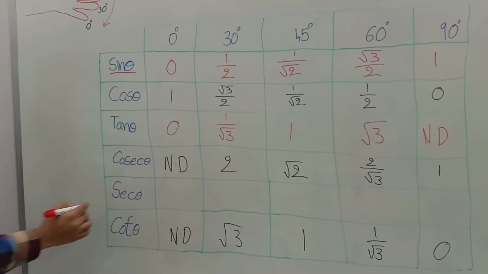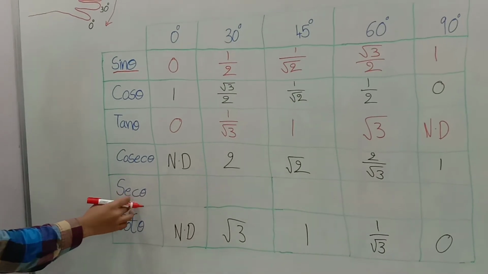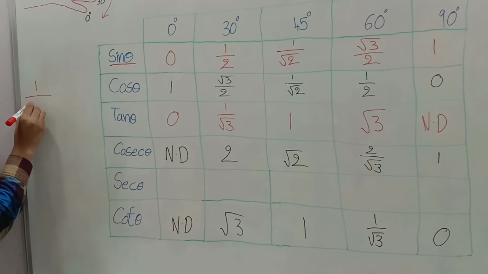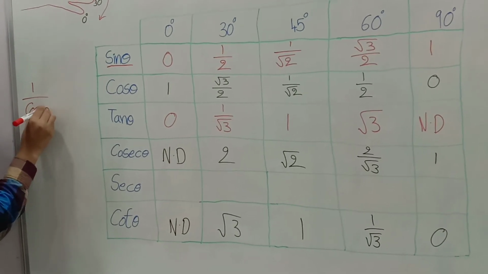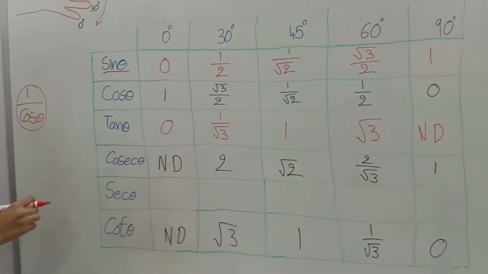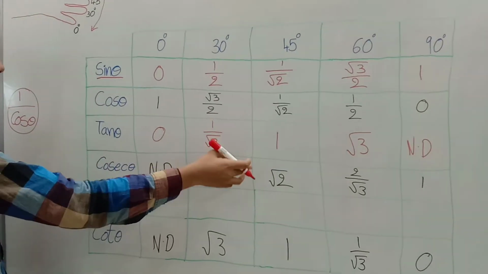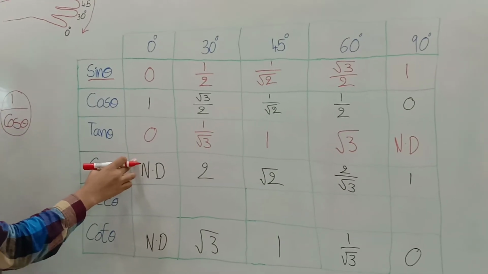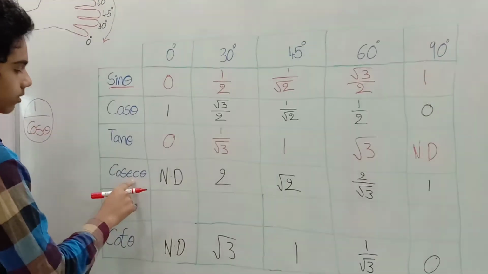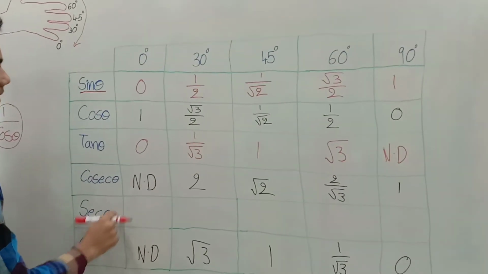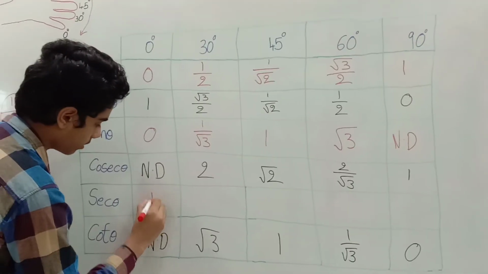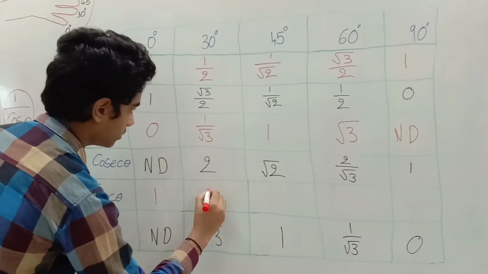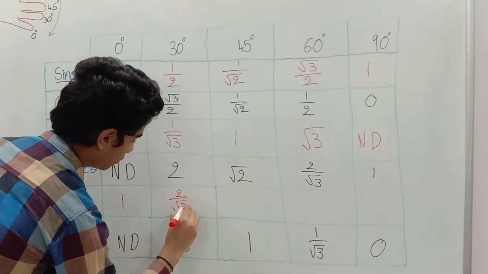Now let's write secant values. To write secant values, there are two ways. First way is we should use this formula 1 by cos theta. This is the first way. Another way is we have cosecant values. If you write those in reverse, those are secant values. So I am again using the second way. Now cosecant 90 is secant 0, that is 1. Cosecant 60 is secant 30, that is 2 by root 3.